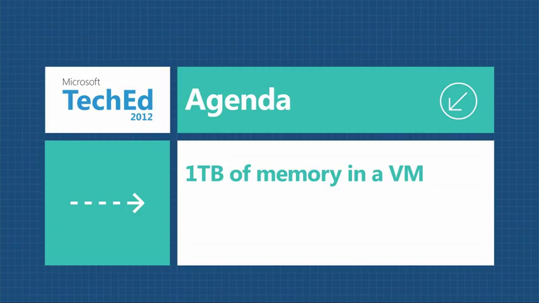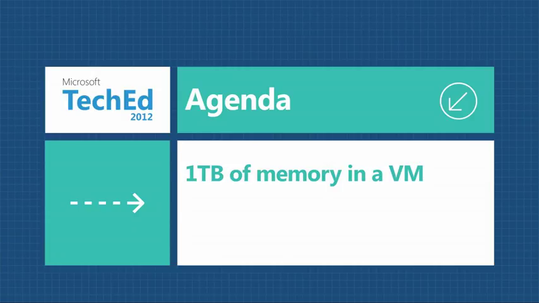So, next up, 1 terabyte of memory in a virtual machine. Now, this did require a lot of work, unlike virtual processors. There were two areas where the work came in for supporting 1 terabyte of memory in a virtual machine. The first one was there were a lot of areas in Hyper-V where we had to go back and performance tune.